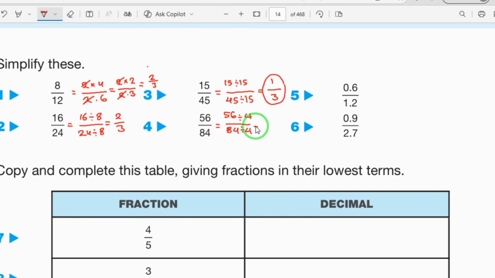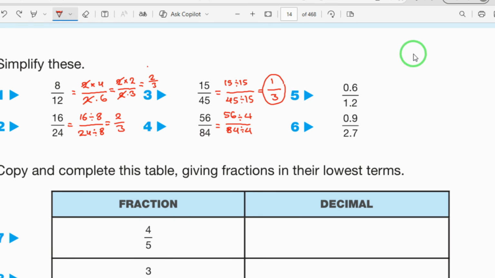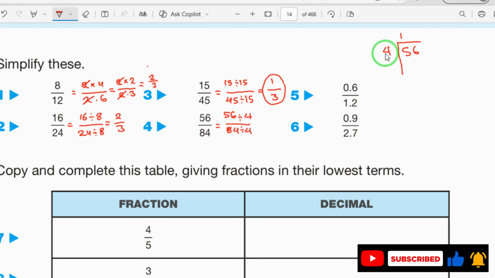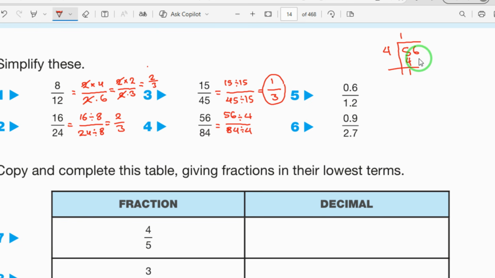Here 56 divided by 4. Use this method. We divide 56 divided by 4. 1 times 4 is 4. We subtract, 5 minus 4 gives us 1. And we bring down 6. Then 4 times 4 is 16. We subtract, the remainder is 0.